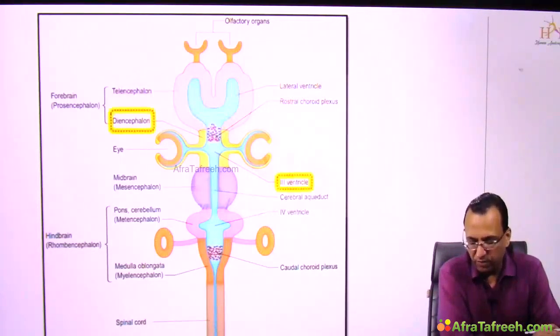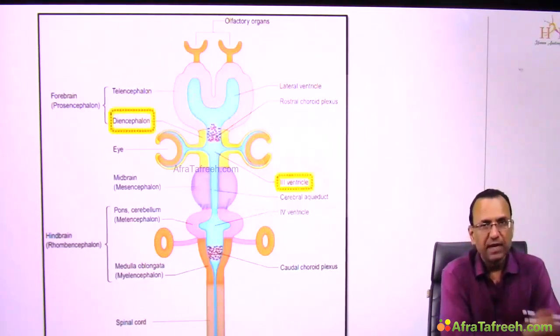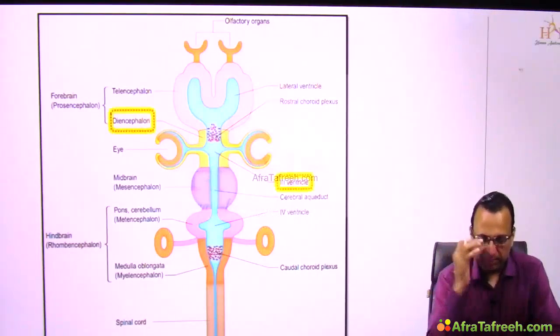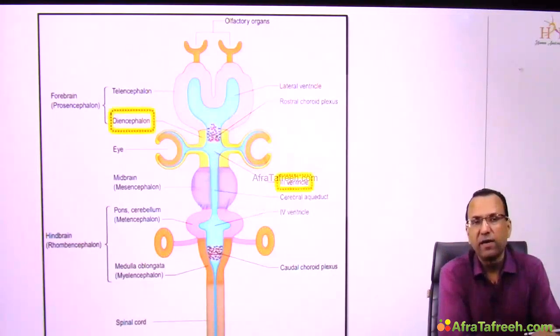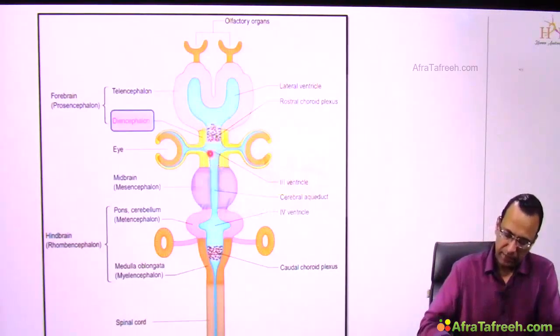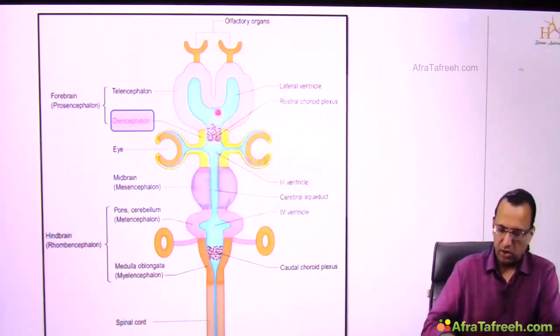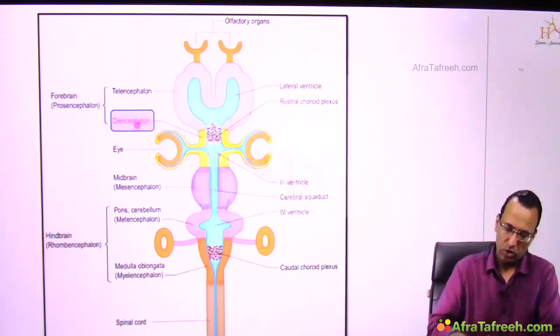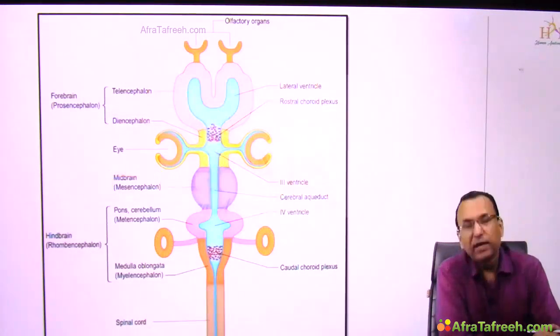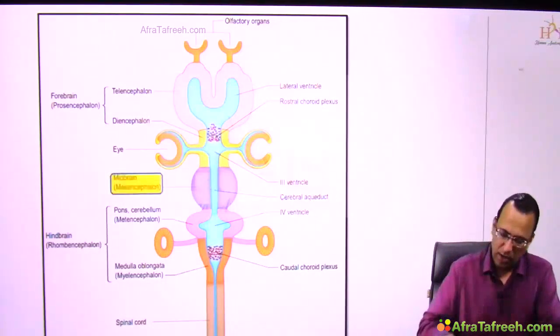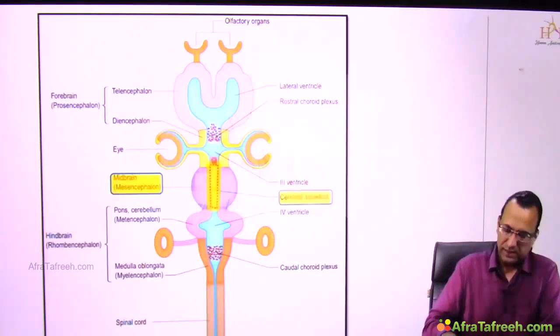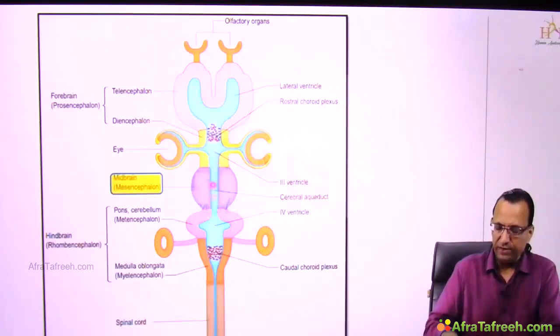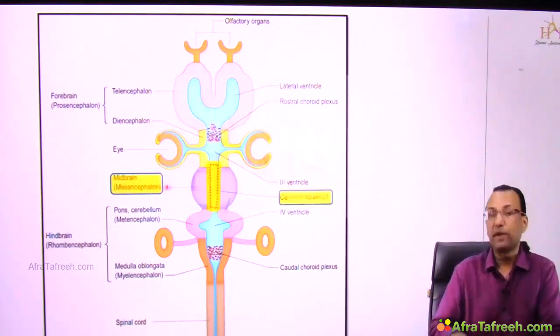What about the diencephalon, which is the thalamus region? The diencephalon is where we have the third ventricle. The third ventricle is a midline ventricle, and it is the ventricle of the diencephalon. Then what is the ventricle of the midbrain? The ventricle of the midbrain is also a midline ventricle, and it is called the aqueduct of Sylvius, the cerebral aqueduct.